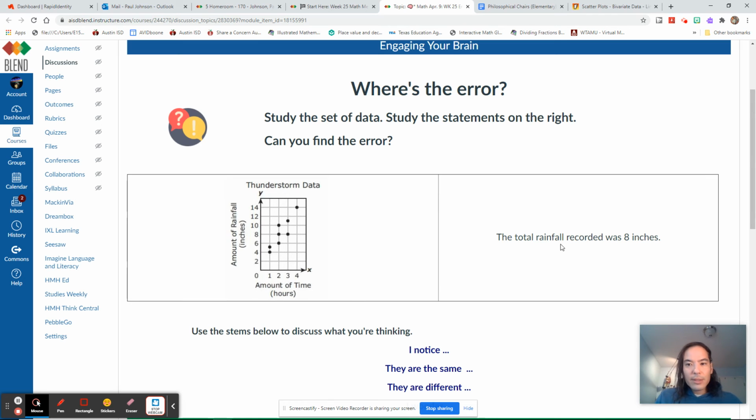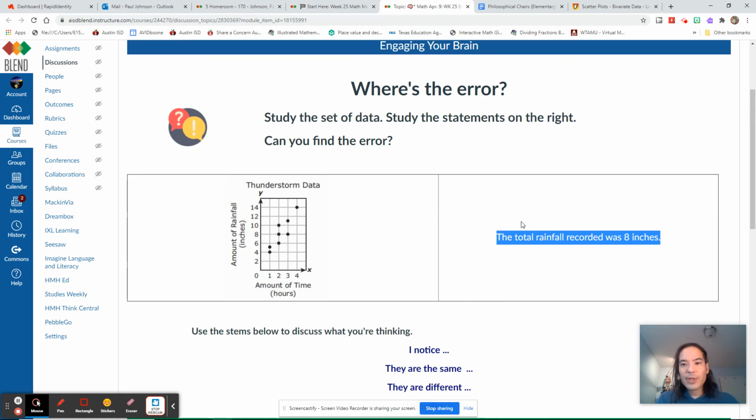They are different because this graph shows 8 different pieces of data. This statement really only shows half a piece of data, right? We don't even know if they're talking about the time that it rained for 2 hours and there was 8 inches, the time that it rained for 3 hours and there was 8 inches, or if they're thinking that all of this together means that it rained 8 inches all of those times it rained.